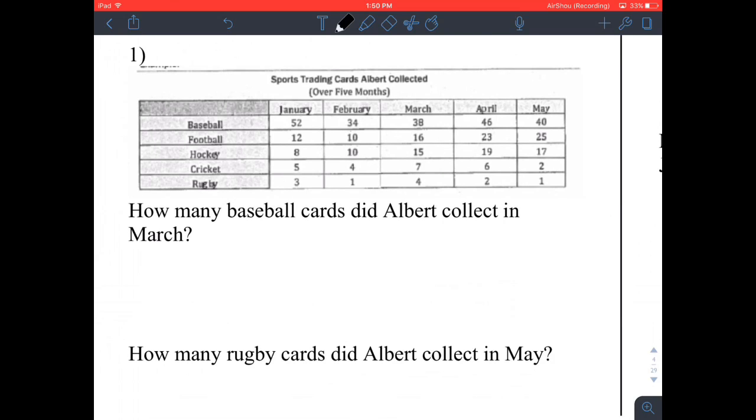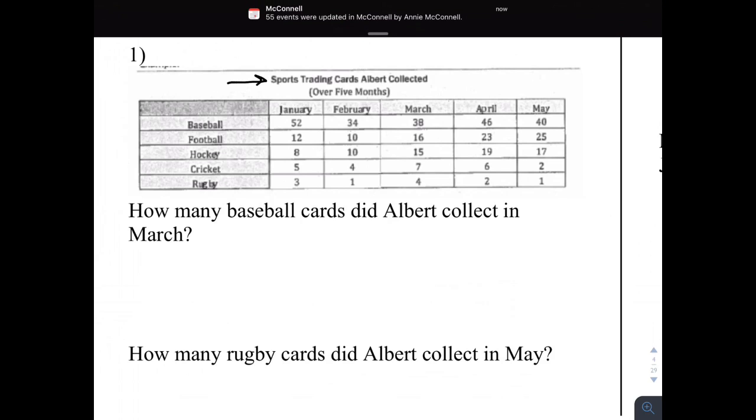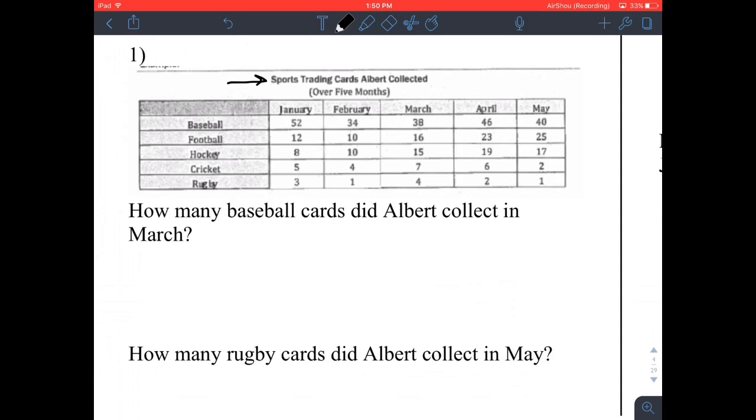Here is a table. So read some data in the table. Always read the headings. Sporting trading cards that Albert collected over a 5-month period. So we got baseball, football, hockey, cricket, and rugby. And then we have different months and how many he's collecting in each month.